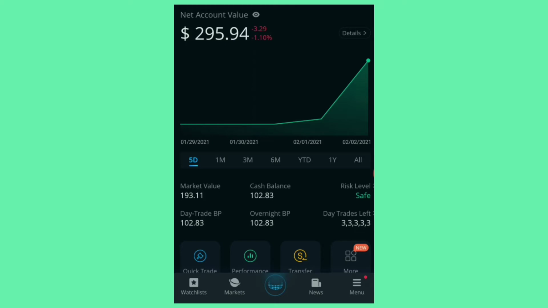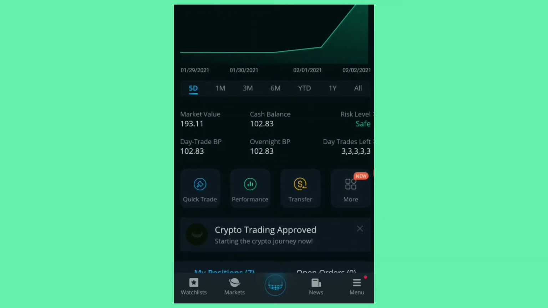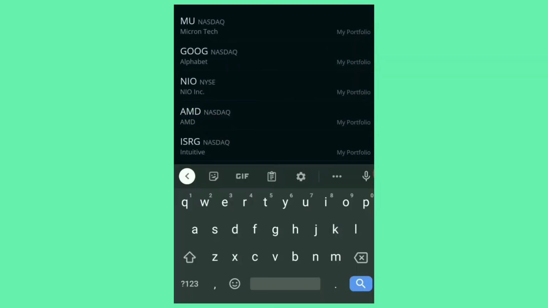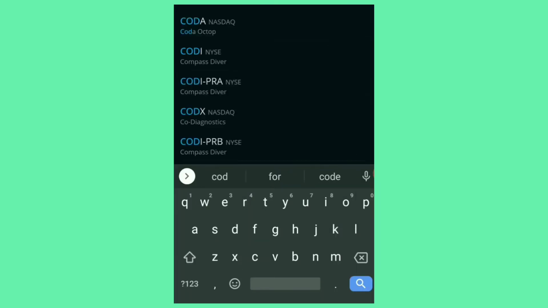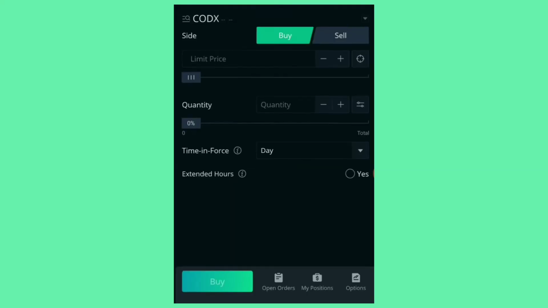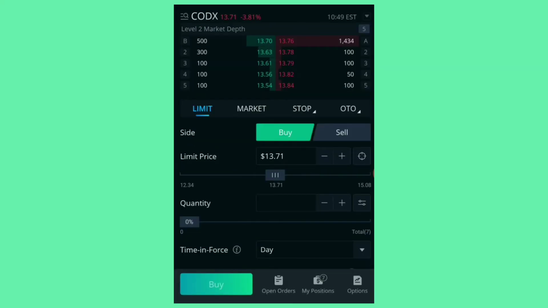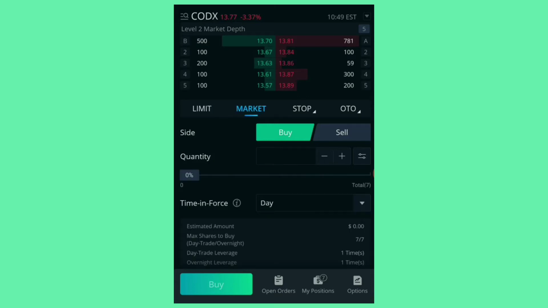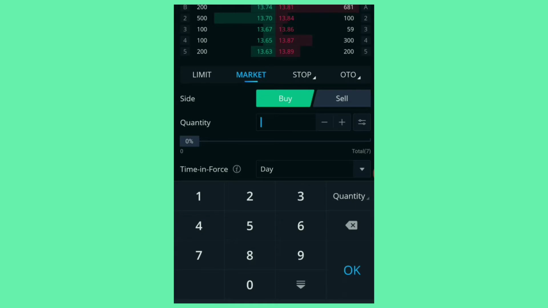So here I am in my account, and I'll go to quick trade, okay? And I'm going to click here, and the stock that I want to buy is Code Diagnostics. I believe this stock has a lot of potential, that it's going to start going up. And so I will buy it at the market price, whatever that is. Okay, let's just say we are gonna buy one.